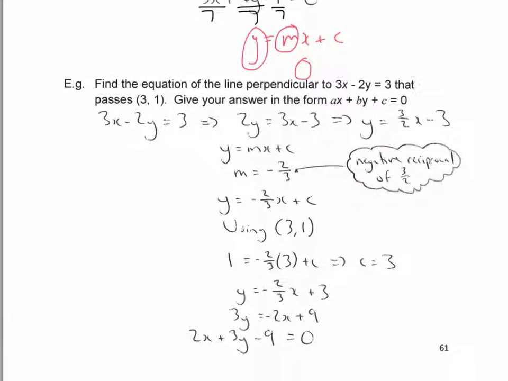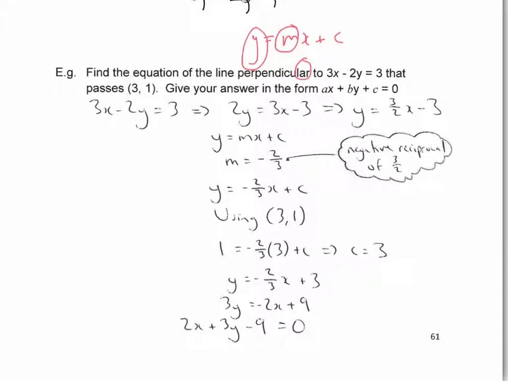So the next example is this one here. I don't know why that red bit's staying up there, but hopefully it won't interfere too much. So, find the equation of the line perpendicular to this one that passes through 3, 1. Give your answer in this form, and again we're going to assume that a, b and c should be integers, whole numbers. The only slight difference this time is it says perpendicular. So first of all, let's extract the gradient of this line.